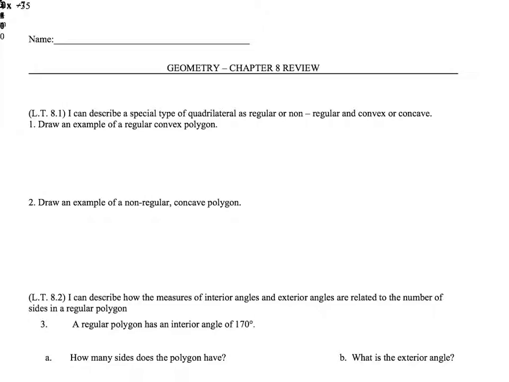The first question says to draw an example of a regular convex polygon. So first off, remember regular means all sides and angles are equal. Convex and concave are new, and convex means it just has smooth edges, where concave goes in, kind of like a cave goes into the earth. So here's one I can think of that's regular and convex. See, all sides and angles are equal, and it doesn't curve in. Here's a non-regular figure that's concave because it dips in.